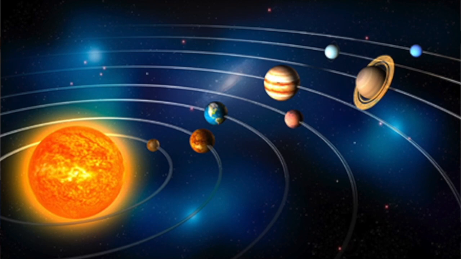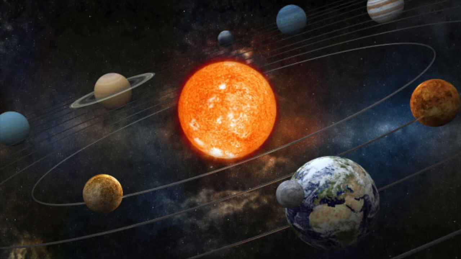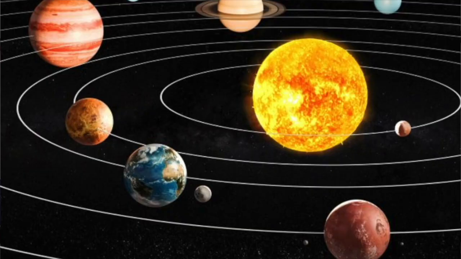Today we're going to learn about the solar system. Here is a picture of the solar system. What do you notice about it? What is in the middle of the solar system? What are the planets doing? If you notice that the sun is in the middle of the solar system, you're correct. The sun is the center of our solar system. We're going to learn all about the sun next week.